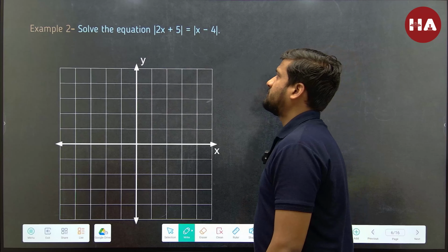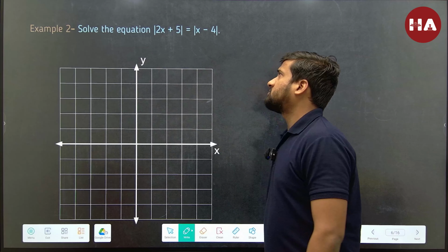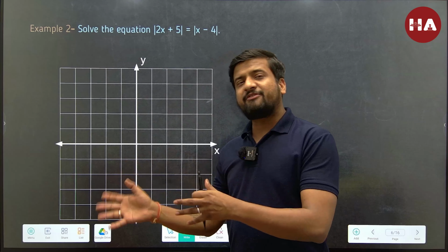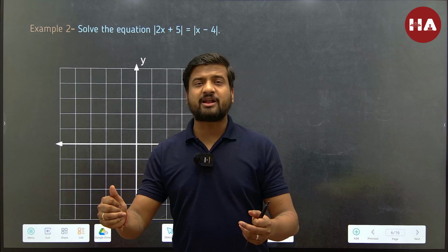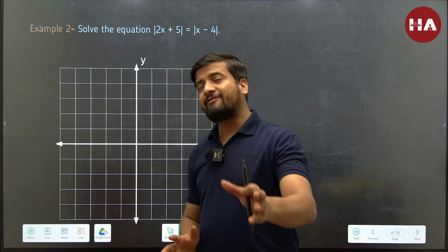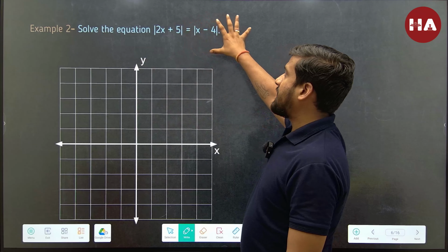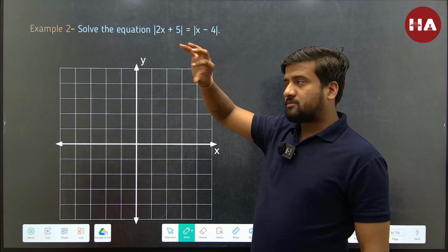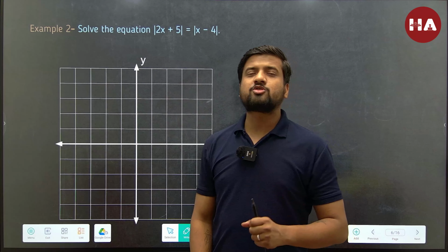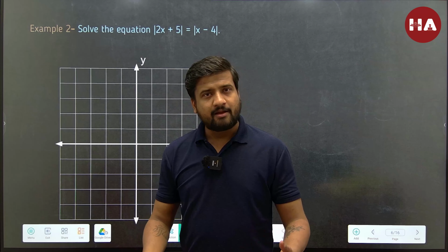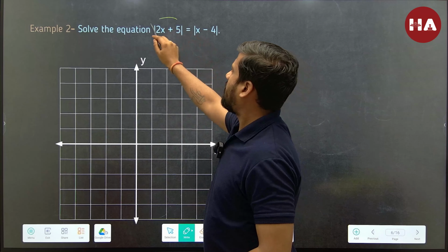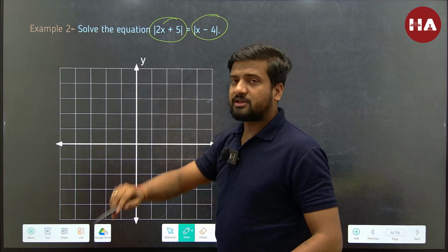Next, solve the equation |2x + 5| = |x - 4|. Now, remember one thing. In the previous question, I gave you two methods, right? The first one was graphical, the second one was algebraic method. That method will be used whenever you are having modulus on one side and a non-modulus on the other side. The non-modulus thing can be a constant, it can be a function, but it should not have a modulus sign on it. All right. Okay. Now, how to solve it? We'll plot the graph of this one and this one.